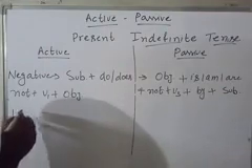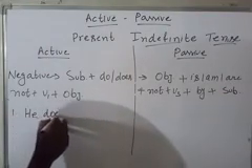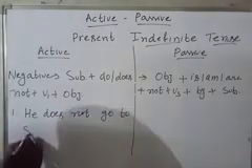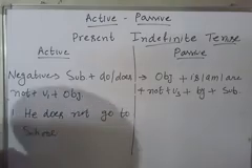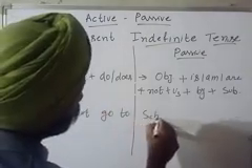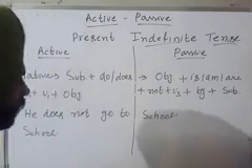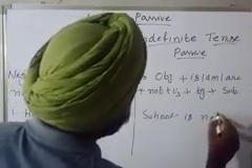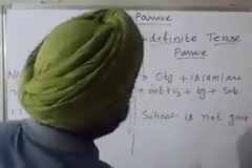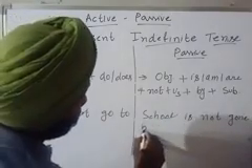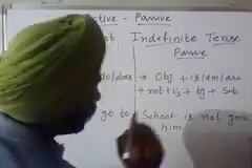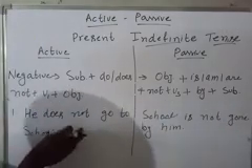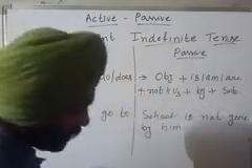For example, we will take the same example. He does not go to school. So, school is not gone by him. School is not gone by him. He does not go to school. This is an active sentence. This is a passive sentence.